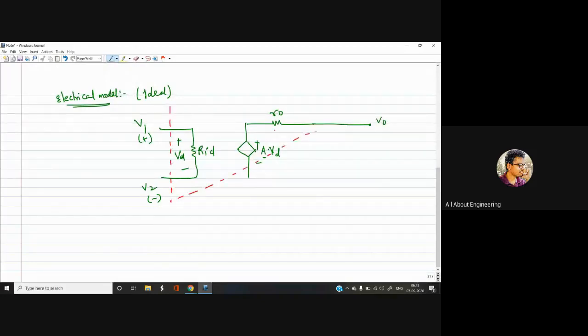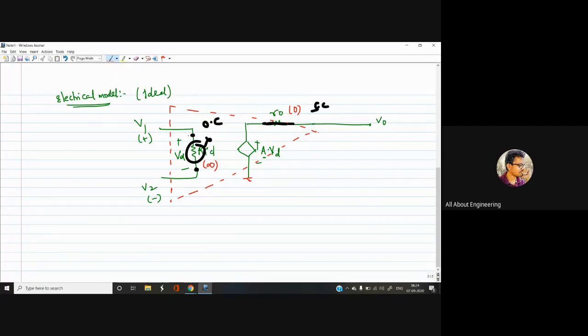Now this is the electrical model of an operational amplifier. This is the op amp that we are going to look at. For the ideal case, RID would be infinite and R naught would be 0. That means you can represent the same model with an open circuit here, removing this, and a short circuit here. So that is the electrical model representation of the op amp.